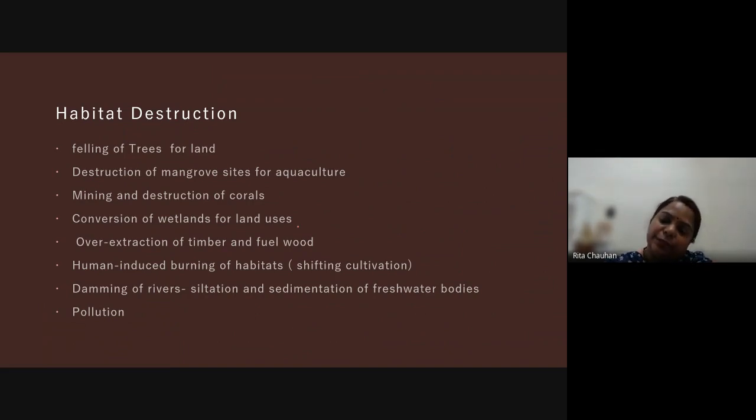Damming of rivers is another very important reason for habitat destruction. In many rivers, we construct dams to store the water. But what happens after creating these large dams? We do a lot of construction there, and due to these constructions and stopping the flow of water, siltation and sedimentation occur. What is siltation and sedimentation?